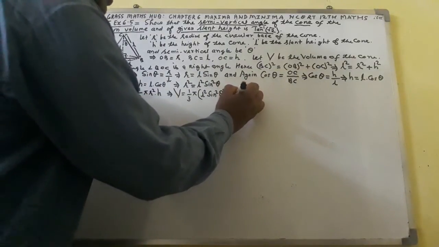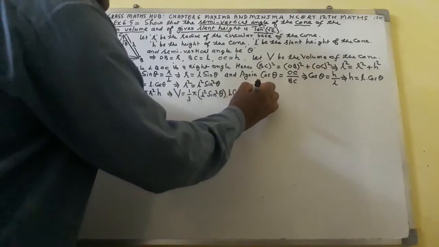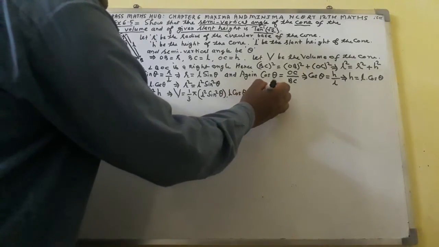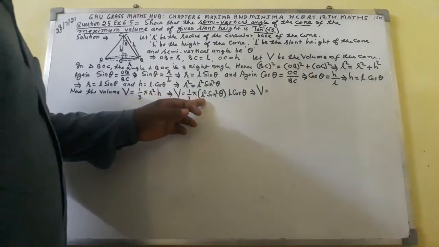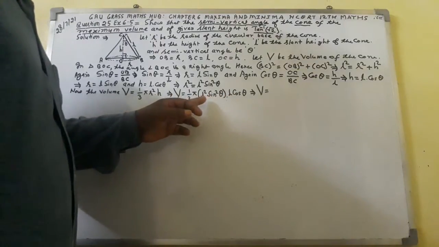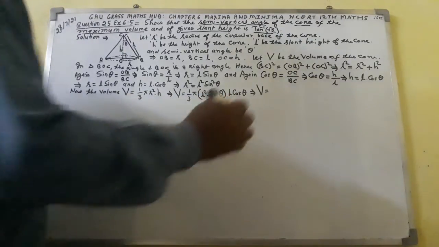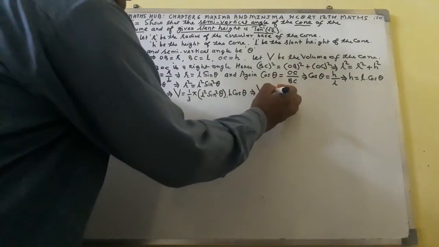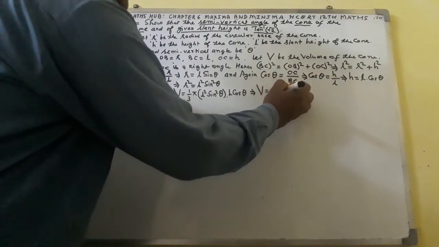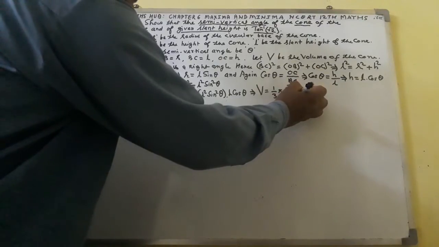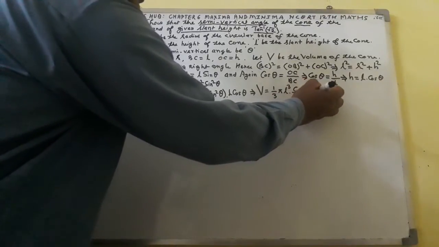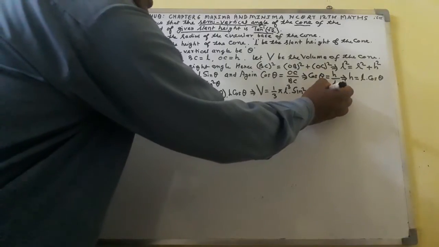L dot cos theta. This implies capital V is equal to, here L squared and L multiply together to give L cube. So I shall write 1/3 pi L cube dot sin squared theta dot cos theta.